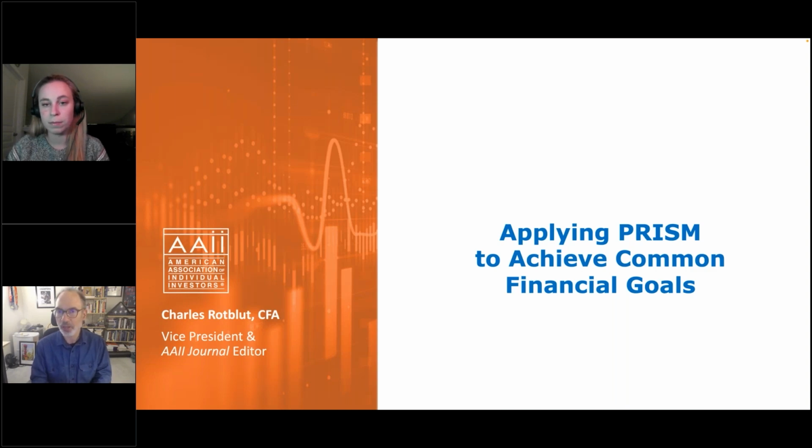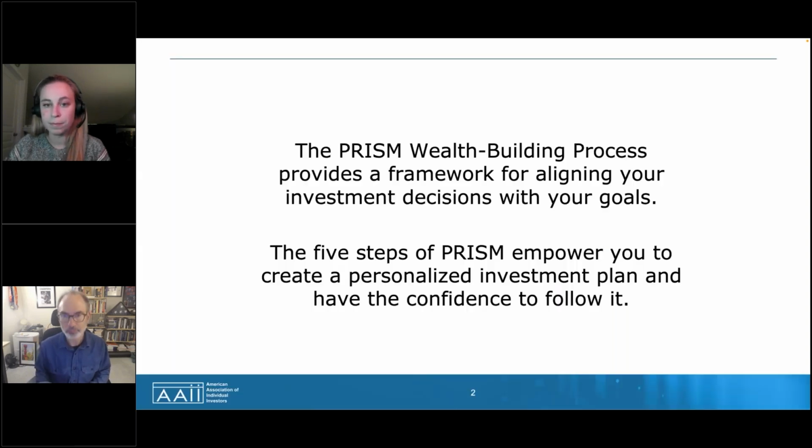But again, focus on how this all gels together and think about how you can adapt it for your own personal situation, because we want PRISM to be very adaptable. We want people to really make it their own financial plan and tailor it to their own goals and their own preferences. And so what PRISM really is, it's a framework.